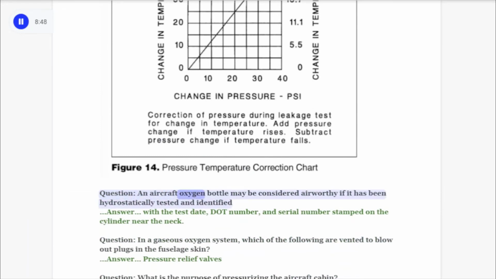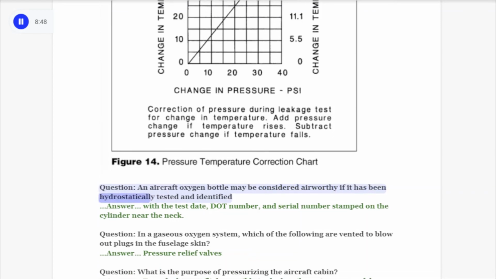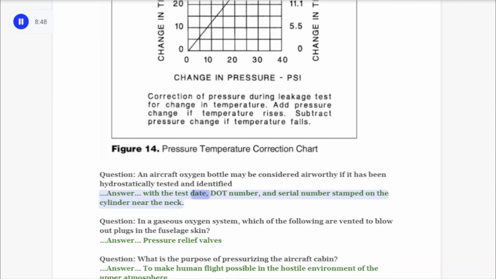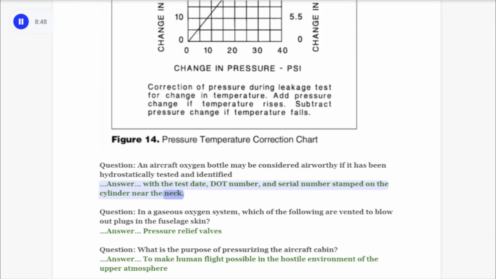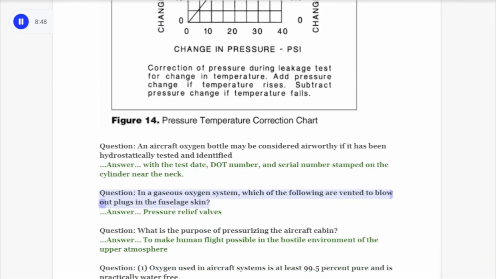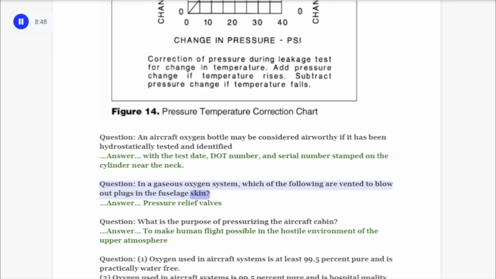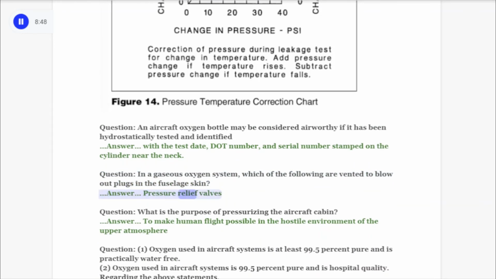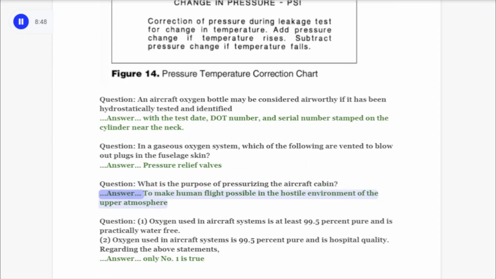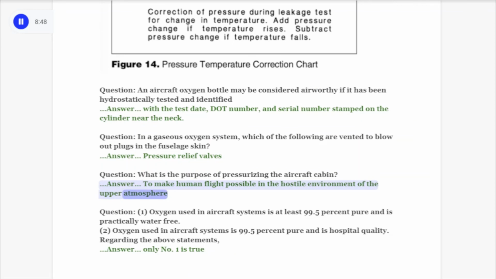Question: an aircraft oxygen bottle may be considered airworthy if it has been hydrostatically tested and identified. Answer: with the test date, DOT number, and serial number stamped on the cylinder near the neck. Question: in a gaseous oxygen system, which of the following are vented to blowout plugs in the fuselage skin? Answer: pressure relief valves. Question: what is the purpose of pressurizing the aircraft cabin? Answer: to make human flight possible in the hostile environment of the upper atmosphere.